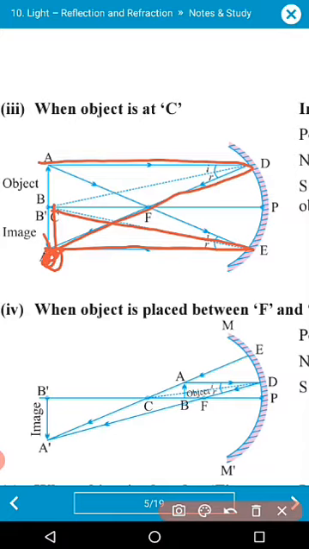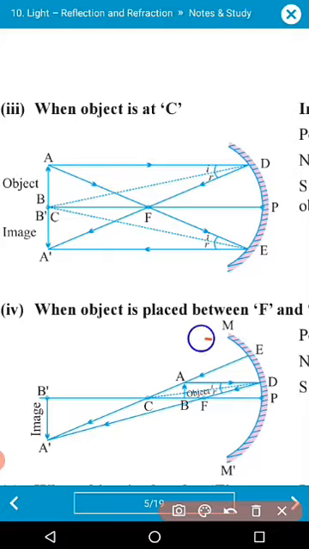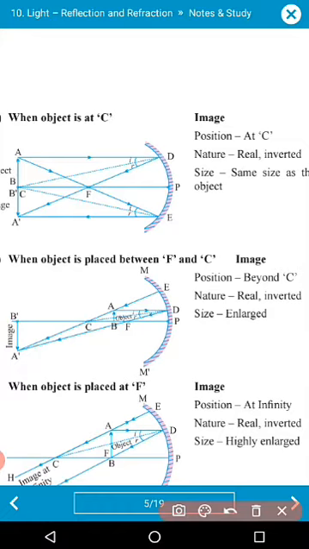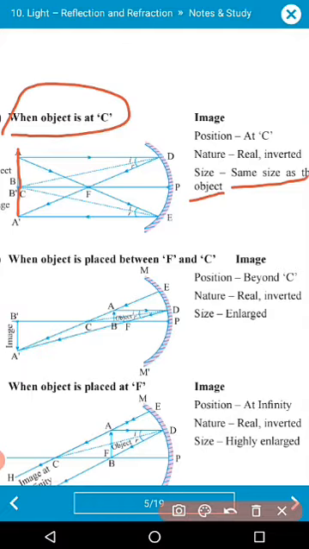Now see, what is the nature of the image? The object is AB but the image is B dash A dash, means again the image is inverted. Okay, so in this case what happened? See, the object is at C, so the image position is also at C, but the nature is real and inverted and the size is the same as the object. See, here you can see the size of AB and the size of B dash A dash are almost the same. So when I put my object at C, the image has the same size as the object. Understood? And the image is formed at C, and in the concave mirror case all the images are real and inverted.